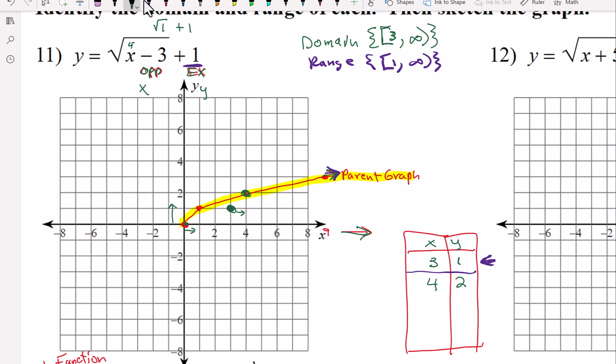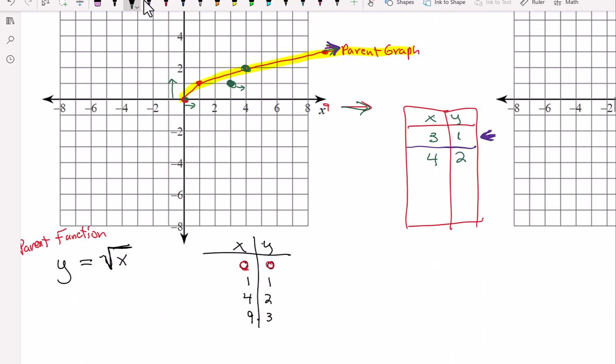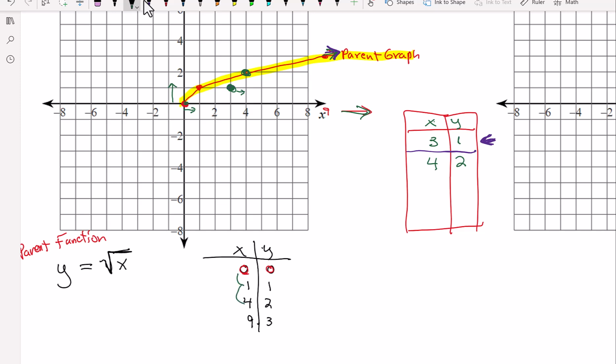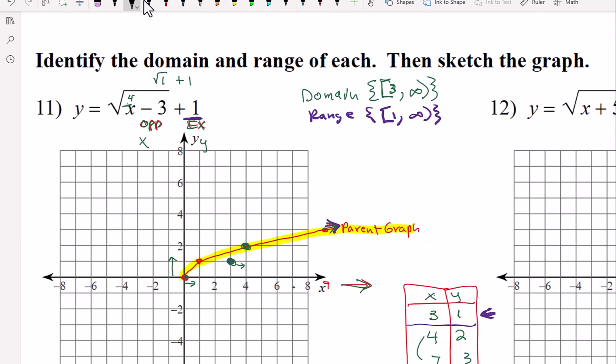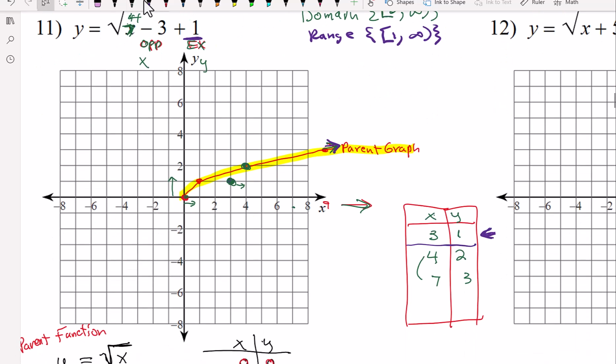Now, in the original table, I went 1 and then I went 3. So I'm going to go over 3. I'm going to be over here at 7 now. And notice each time I'm just going up 1. But let's try. If we put a 7 in here, 7 subtract 3 is 4. The square root of 4 is 2. 2 plus 1 is 3. So at 7, we're up here at 3.